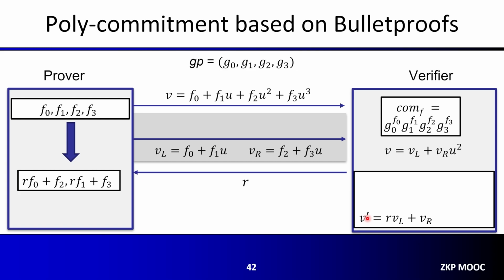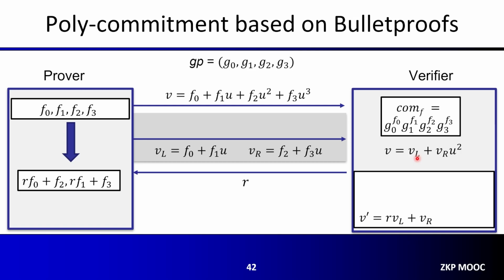So in this way, I show you a simple approach to reduce this polynomial to a new polynomial of only half of the size, and at the same time, the verifier has already checked the claim about the relationship between the new evaluation V prime and the old evaluation V through these two parts, VL and VR. So the only remaining challenge is to generate the commitment of this new polynomial.